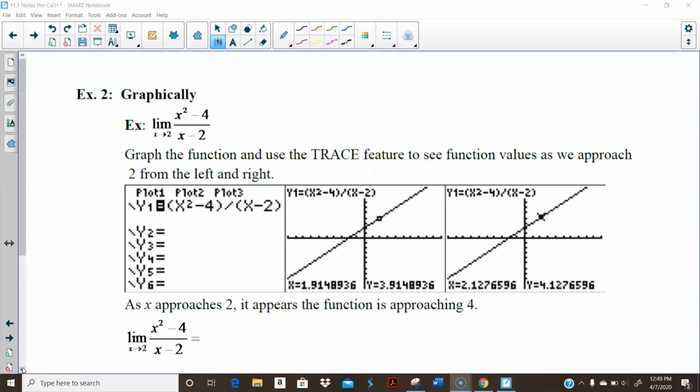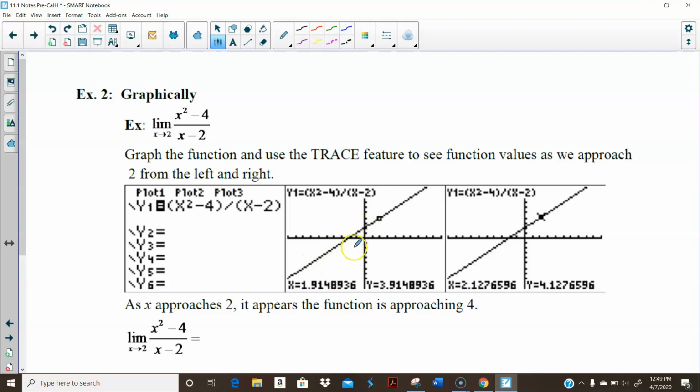In example 2, we're looking at the limit from a graphical approach. So the limit as x approaches 2 of x squared subtract 4 over x subtract 2. The first thing you're going to do is go to your graphing calculator, go to y equals, and graph x squared subtract 4 divided by x subtract 2. And instead of hitting graph, hit trace, and you are going to trace along the function.